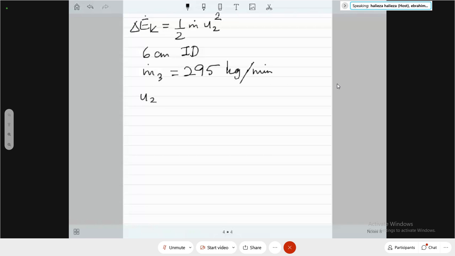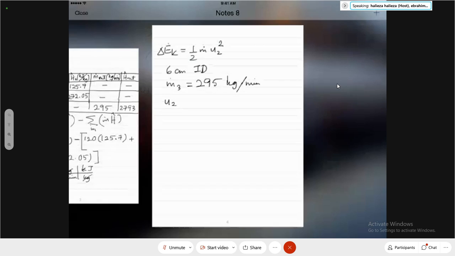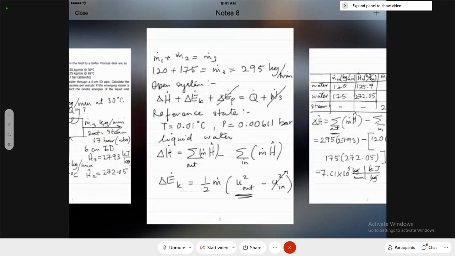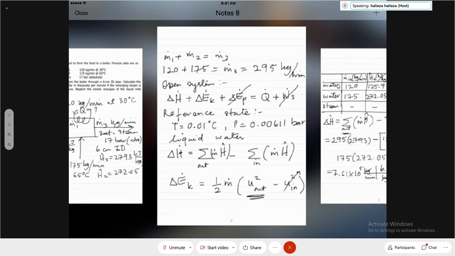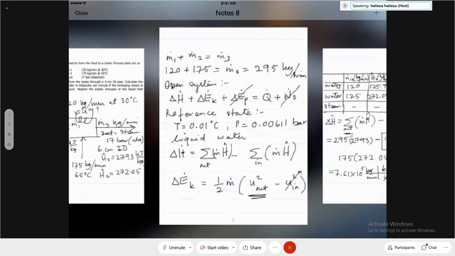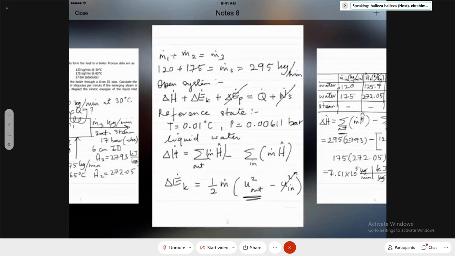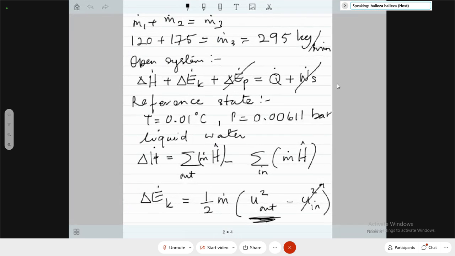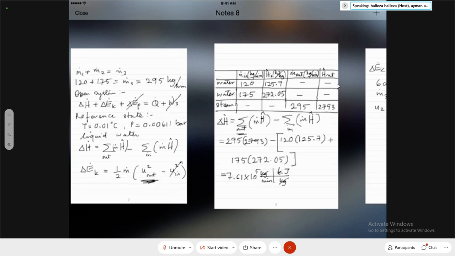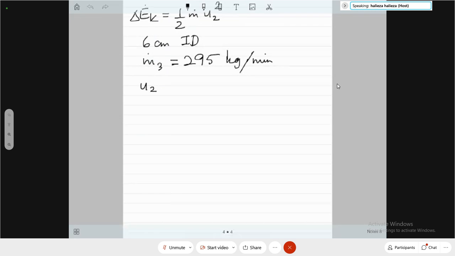I cannot use 2. The reason I cannot use 2 is because remember, number 2 is the stream that is coming in, isn't it? So over here I have out, over here I have out, over here out. So what is the symbol? Out or what? 3. Okay, it should be 3. This one should be 3.